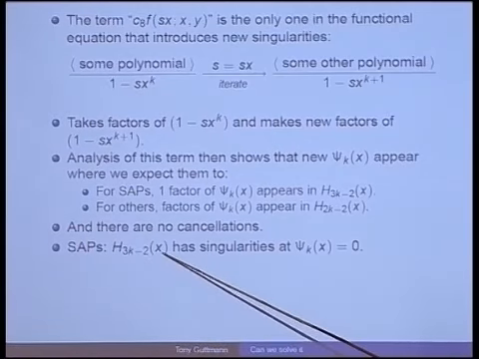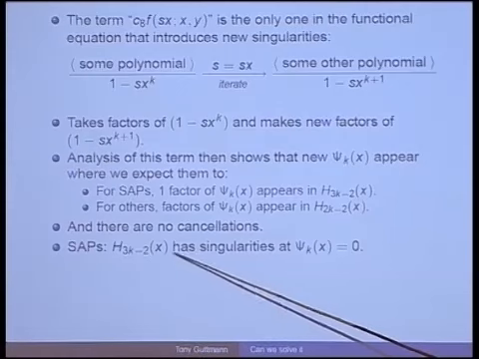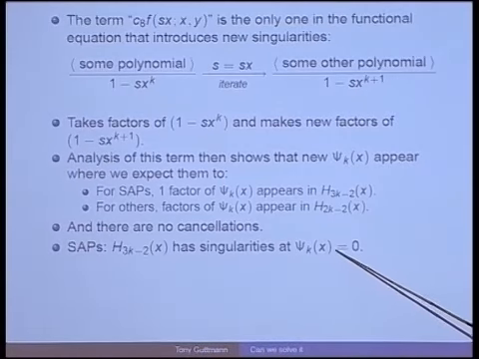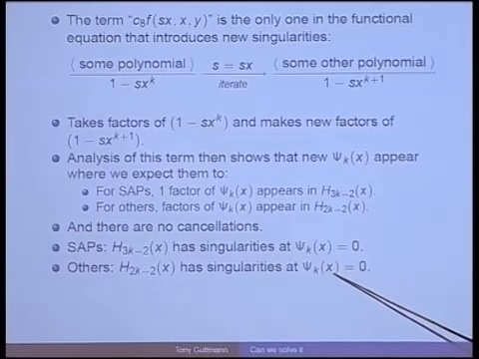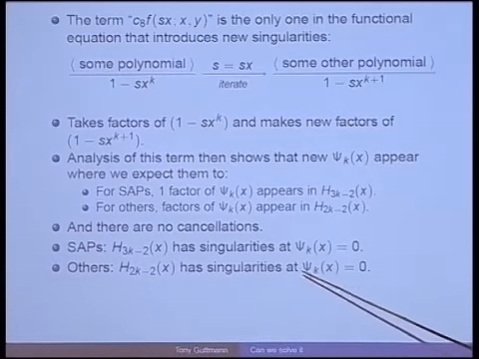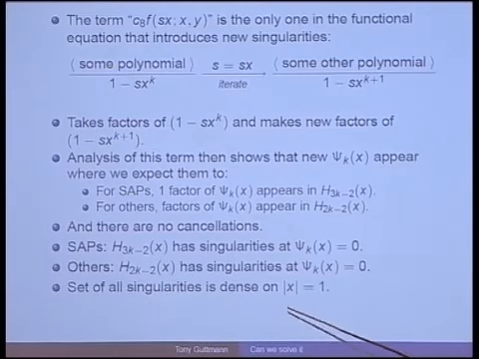For self-avoiding polygons, this has, of course, singularities at psi kx equals 0. Likewise for h2k minus 2 in the case of bond animals.